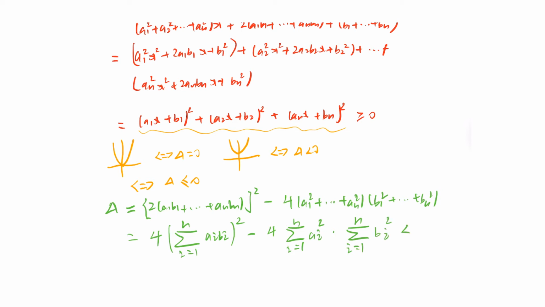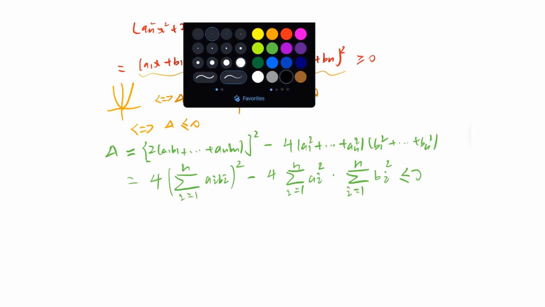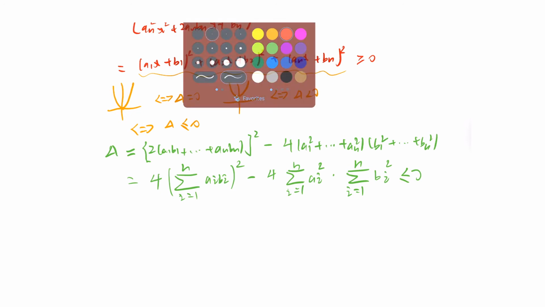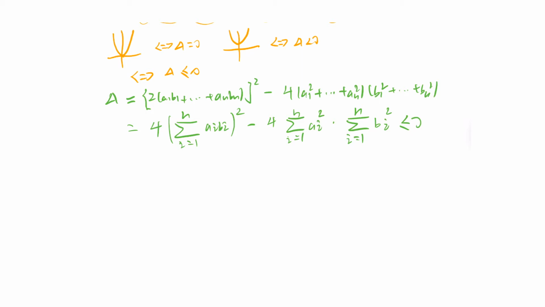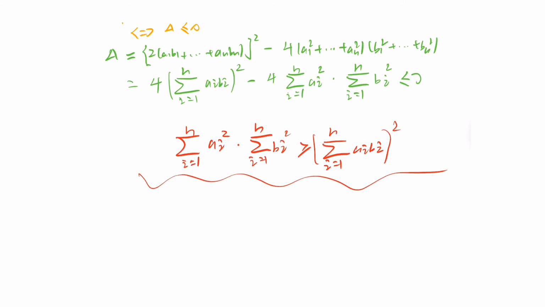And since this is smaller or equal to 0, we can get the final inequality: the summation of ai squared times the summation of bi squared is always larger or equal to the summation of ai bi squared. And this will be known as the Cauchy-Schwarz inequality.